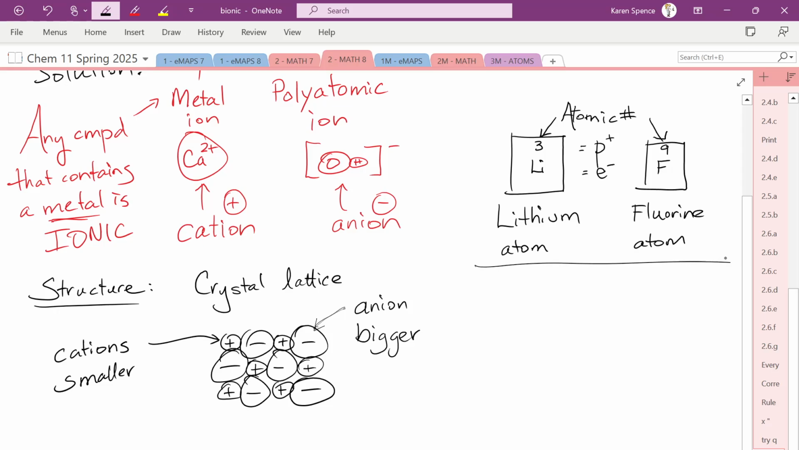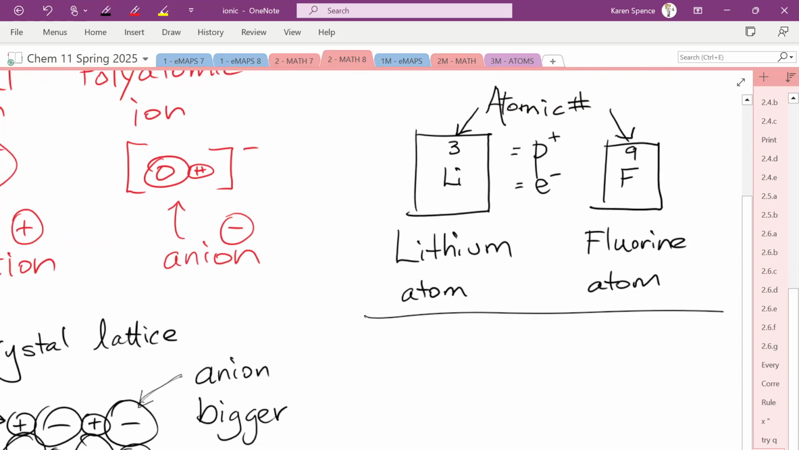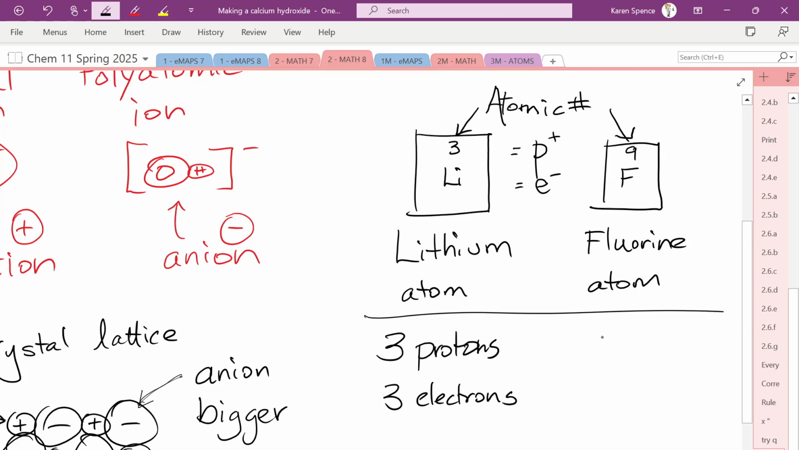So the lithium atom has how many protons? Lithium has 3 protons. And it also has how many electrons? 3 electrons. Now, fluorine has 9 protons, and it has 9 electrons. So you can see the number of positives and negatives are the same. So the whole thing will be neutral.